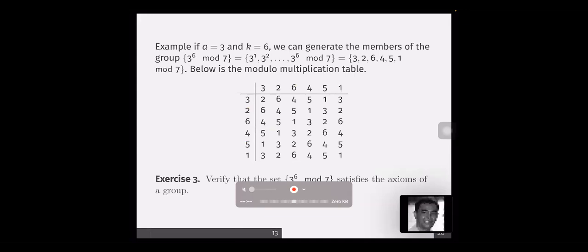Now let us go here. So I have here an example. Take, for example, a is equal to 3 and k is equal to 6. Now we can generate the members. So 3 to the k modulo 7 will give you 3, 2, 6, 4, 5, 1. It turns out it's also the same as the set G of 7.